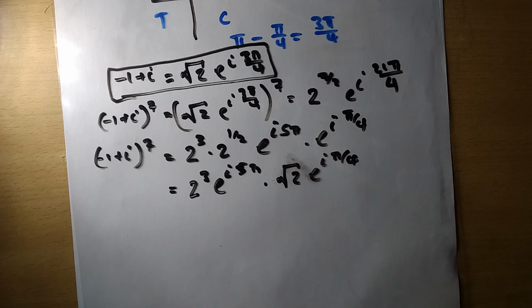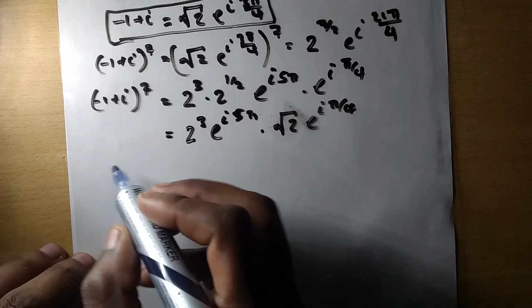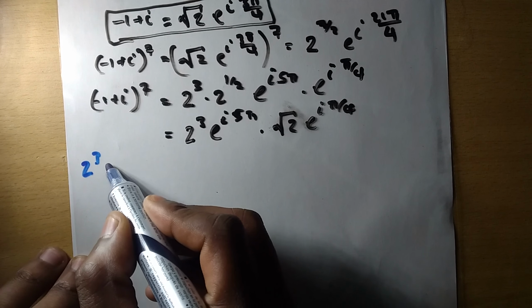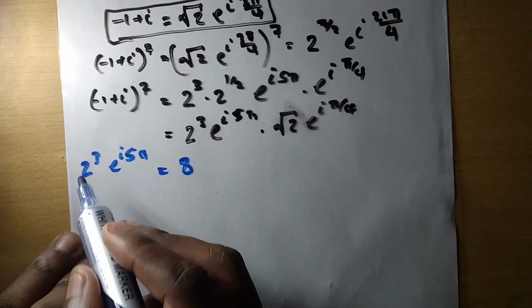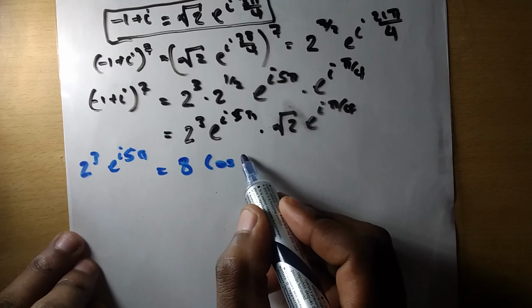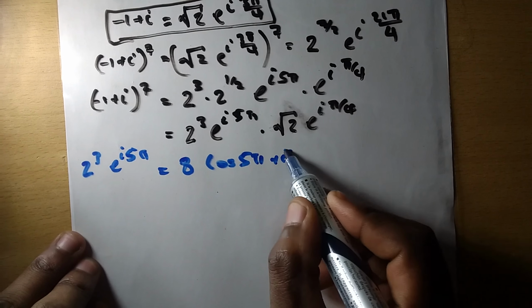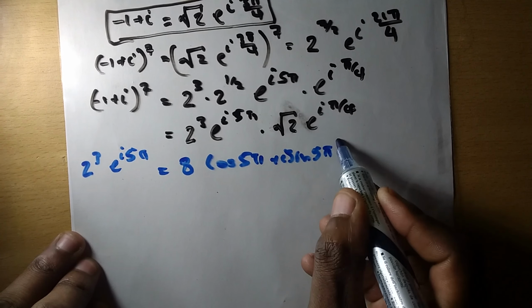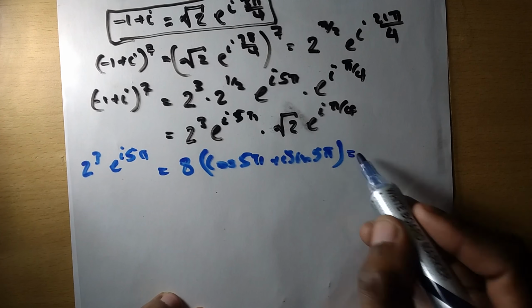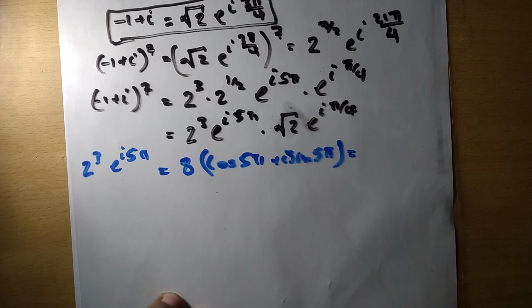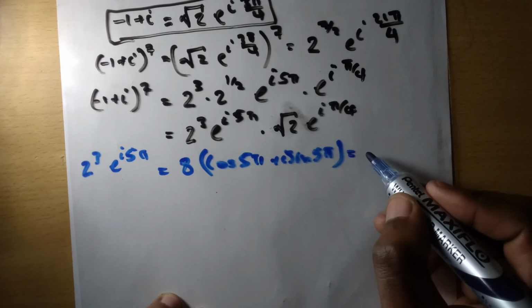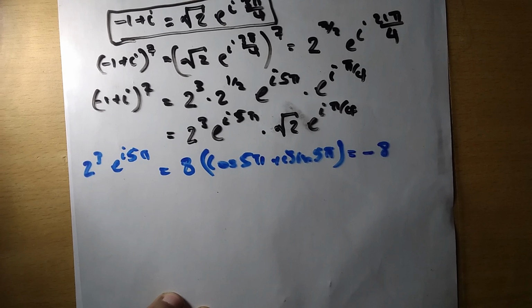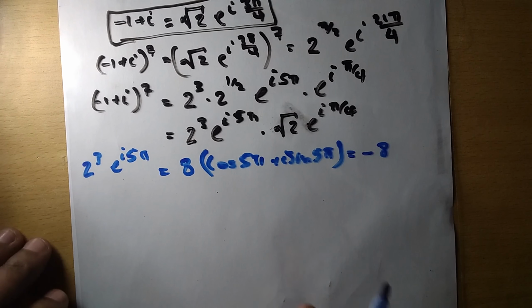Now let me treat them individually. Let us have the first one, 2 to the 3 e to the I 5 pi, which equals 8 times cos of 5 pi plus I sine of 5 pi. This is in the bracket, so because we know that cos of 5 pi is negative 1 and sine of 5 pi is 0, we're going to have negative 8. Okay, that is our first solution.